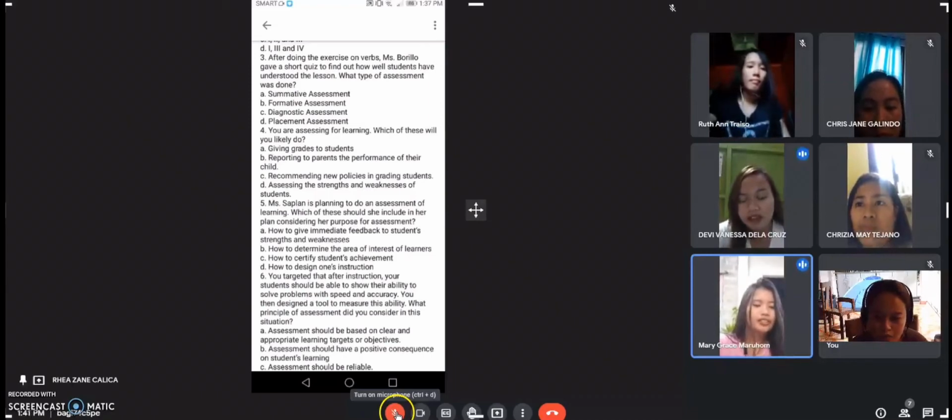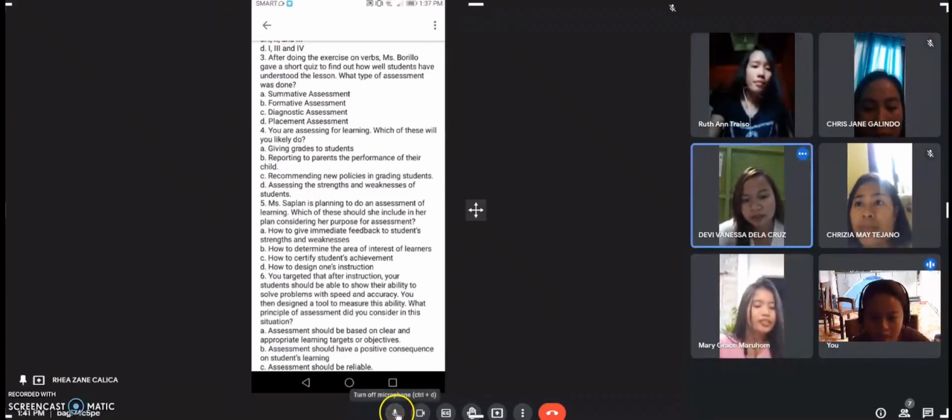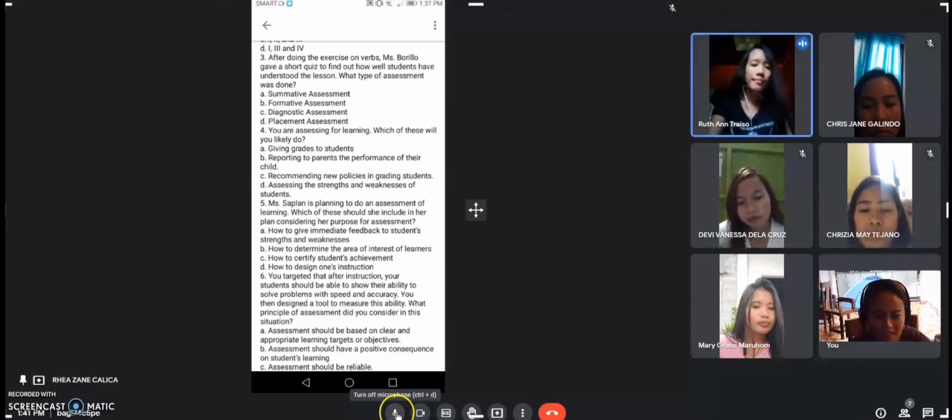Answer para sa inyo ha. Own opinion. Assessment should be based on clear and appropriate learning targets or objectives. Letter A.